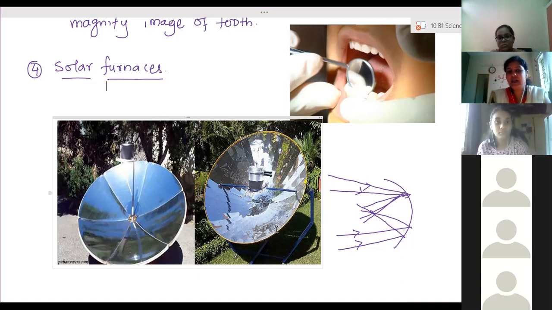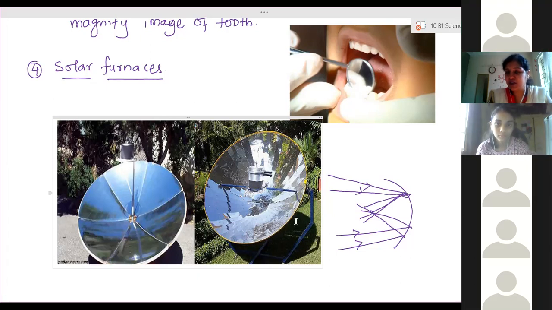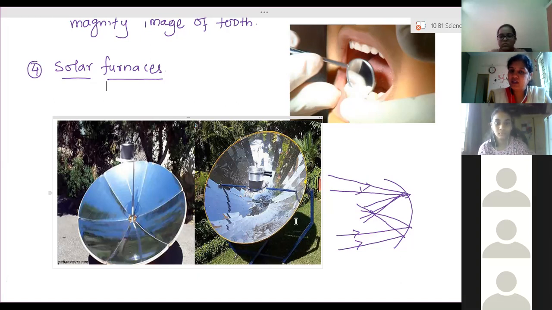They have many of these structures, concave mirrors, on the top of the terrace of that building. They capture heat energy and pass it to the water. The water absorbs heat energy and converts into steam. That steam passes through pipelines towards the kitchen, and using the heat energy of that steam, they cook food every day without LPG.